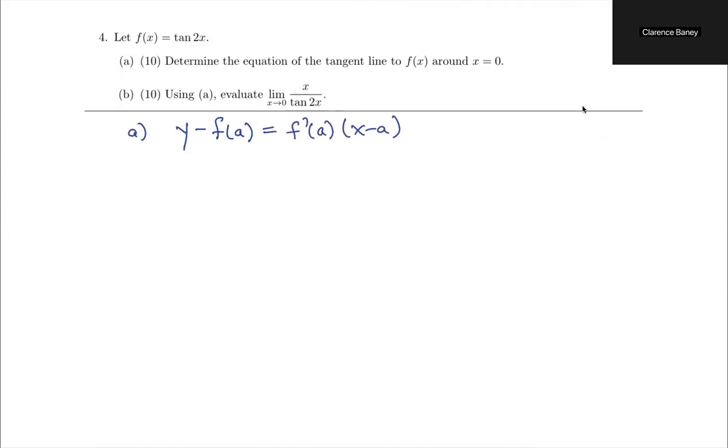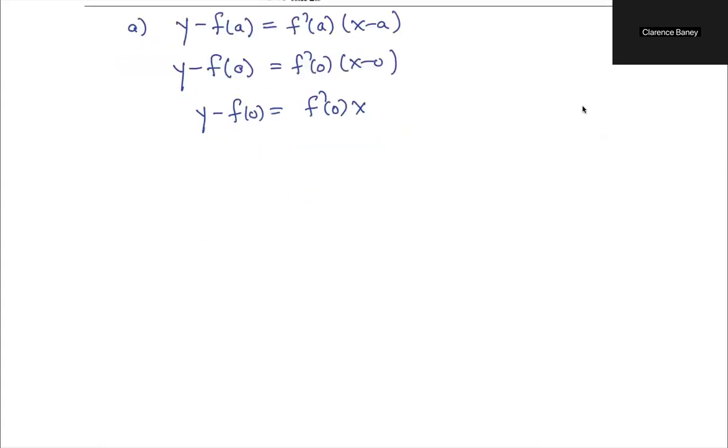So in this case, since I want to do it for x is equal to 0, this will be y minus f of 0 is equal to f prime at 0 times x minus 0, or y minus f of 0 is equal to f prime of 0 times x. So it tells me a couple of things, that I need to find f of 0 and I need to find f prime of 0. F of 0 is going to equal the tangent of 2 times 0, which is going to equal the tangent of 0, which is just 0.